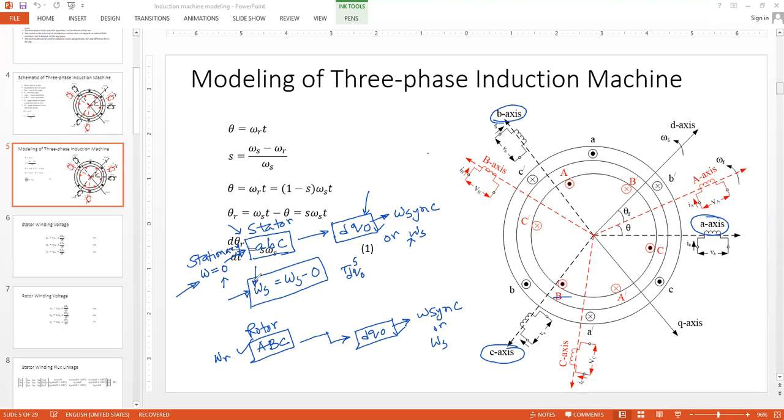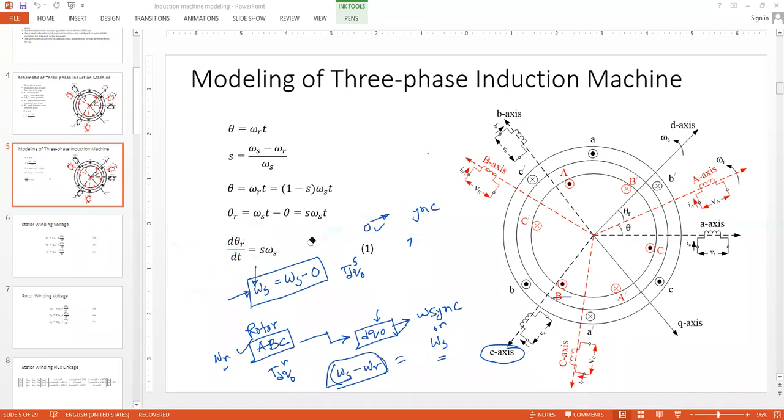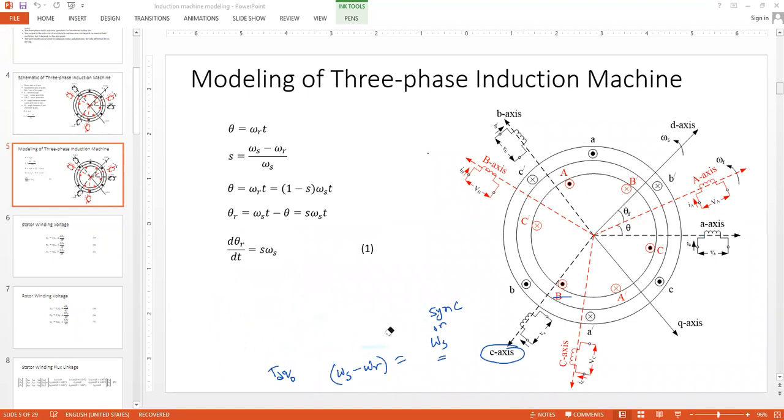A similar observation applies for transforming the rotor ABC quantities into the dq0 frame. What we have to do is simply write the relative speed, omega s minus omega r. So in all the entries in the Park transformation matrix for T dq0r, we are going to get this. So this is the simple explanation for the difference between these two matrices. Any question? No question. Okay, so let's proceed.